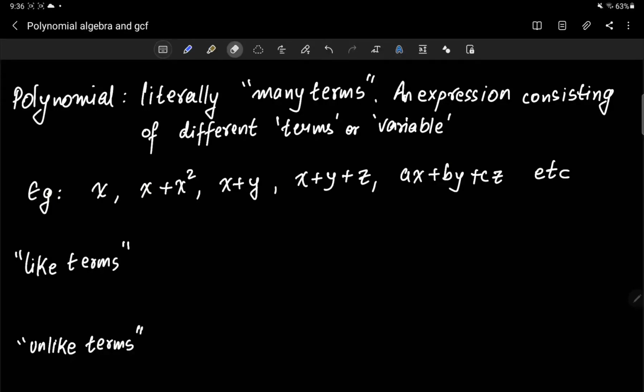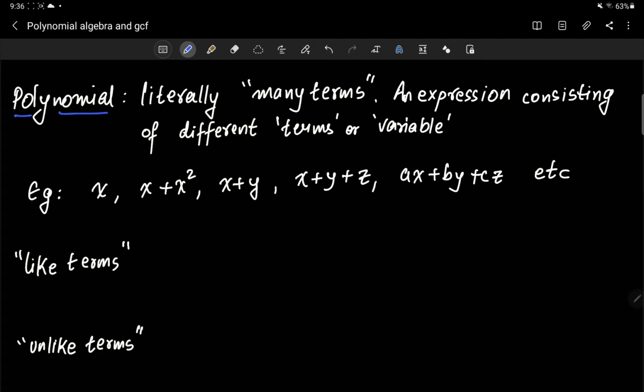In this video we will do a quick introduction to polynomials, how to add and subtract them, that is, how to do the algebra with polynomials, as well as something called a greatest common factor, which is going to help us learn how to factor these polynomials. Okay. So to start off, polynomial literally means many terms.